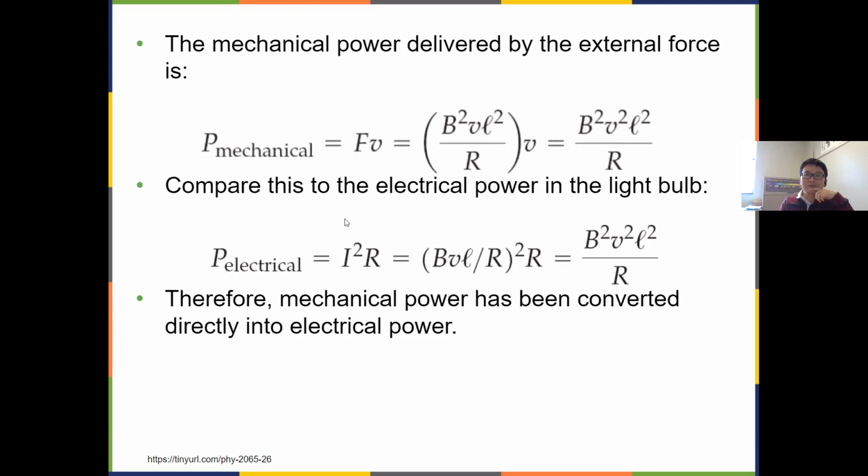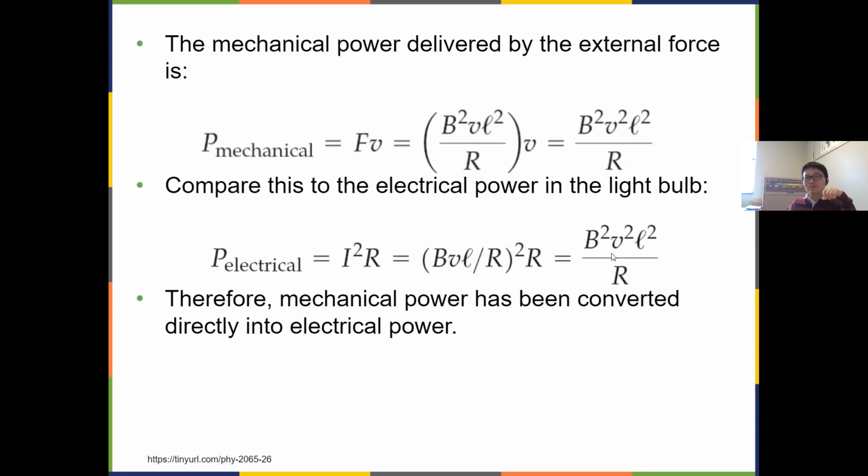You have current in the rod in the circuit, and then you can use that to calculate the electrical power of the circuit, which is I squared times R. I will be BVL over R times R. So then you'll square it, B squared V squared L squared, but you have R squared in the denominator multiplied by R, then you only have R remaining. So then it becomes, again, B squared V squared L squared over R.